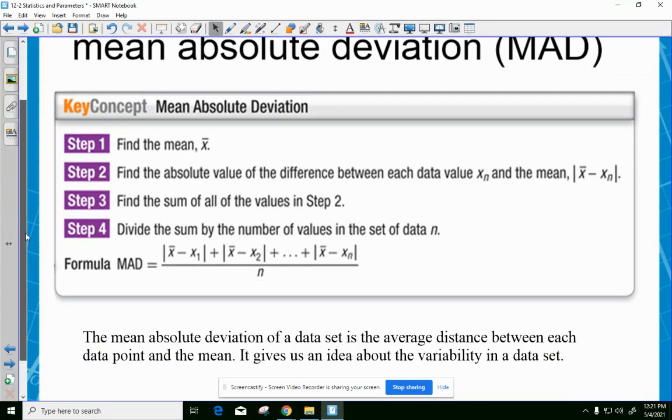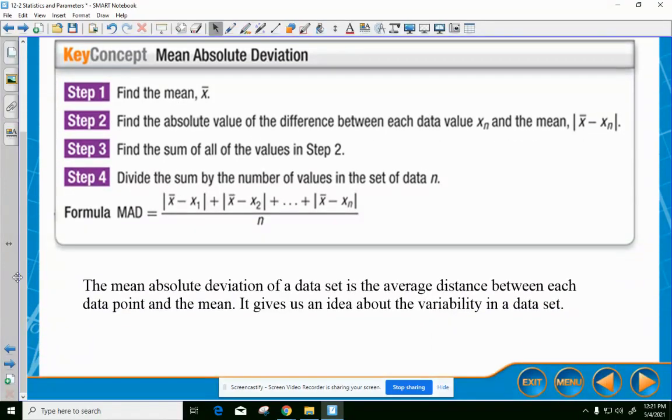But here's really what the mean absolute deviation is. It's a value that is going to tell me the average distance between each of my points and the average of the whole thing. It's going to tell me the distance between the average of the whole set and each of my individual values. Here's why it's important.